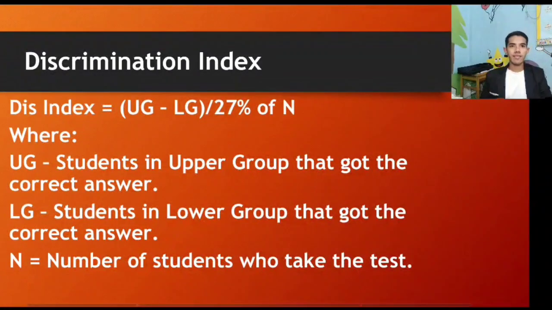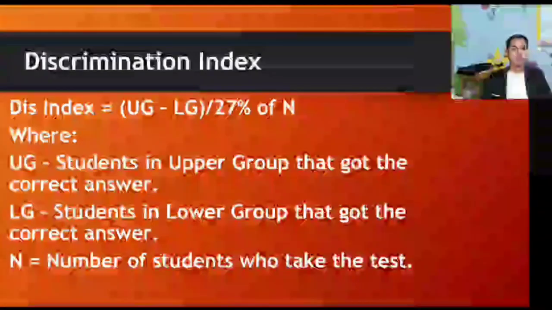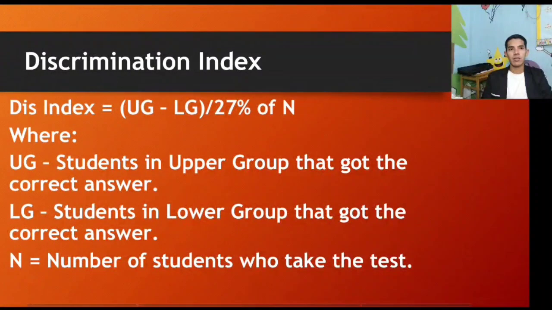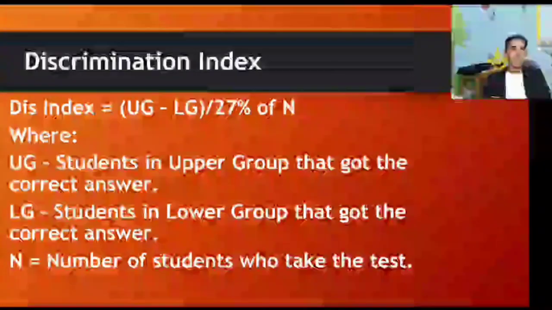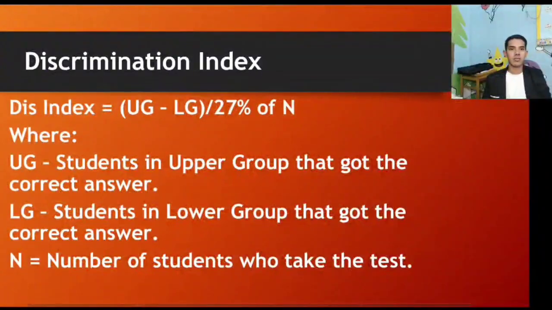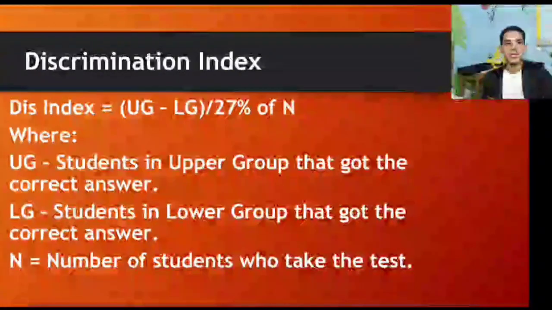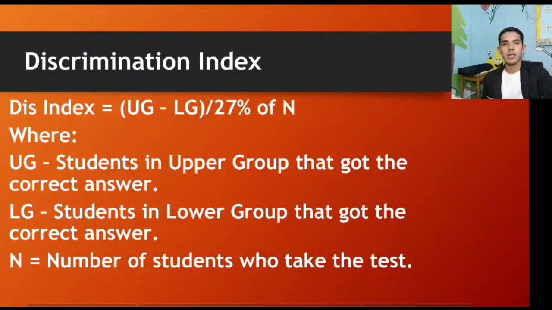Okay, next we have discrimination index. Again, discrimination index is to determine the goodness or poorness of a test item. So here, discrimination index is equal to upper group minus lower group divided by 27% of the number of students who take the test item. Wherein UG is students who get the correct answer from the upper group, LG is students who get the correct answer from the lower group, and N is the number of test takers, or the number of students who take the test. Okay, 27%.